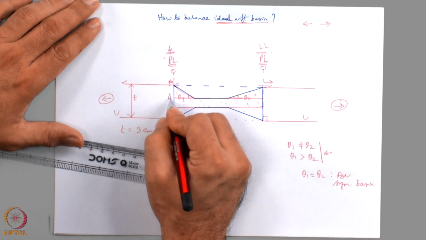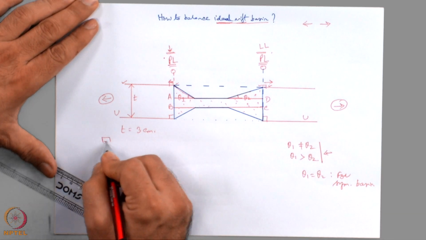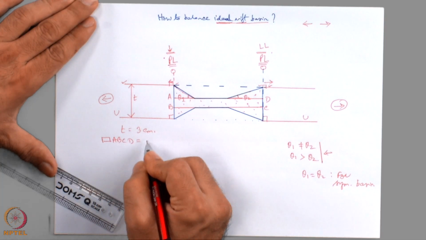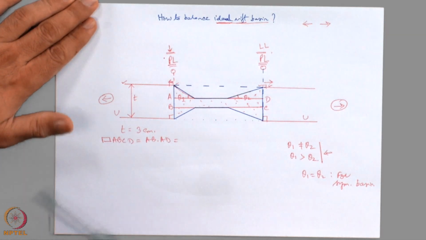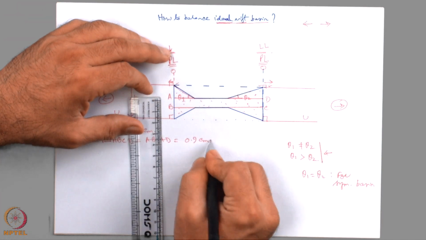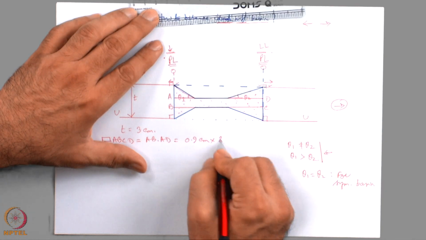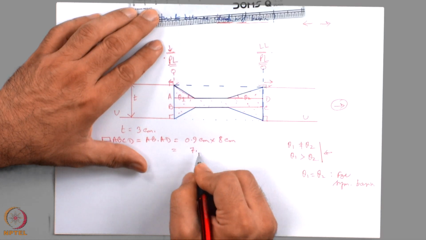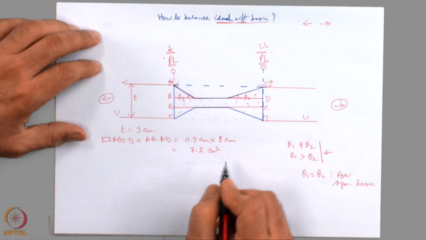The rectangle is A, B, C, D. The area ABCD is given by the length AB multiplied by the length AD. In the diagram, AB is 0.9 centimeter and AD length is 8 centimeter. So, it is 7.2 centimeter square, the total area.